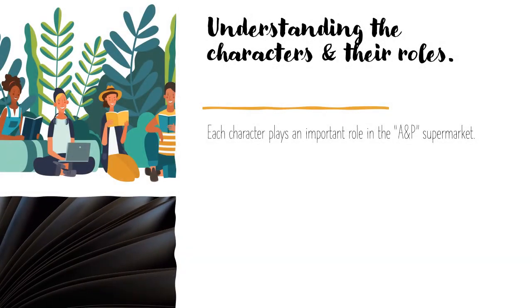The role each character plays is very important, and I believe they may all have their own views. Throughout the story, only one character gives their view, and that is the narrator, whose name is Sammy. I'm going to quickly break down each character's role and the purpose they serve. The main character, as I mentioned, is Sammy. He is a teenage boy who is the narrator, and he's also a checkout clerk at the A&P supermarket.